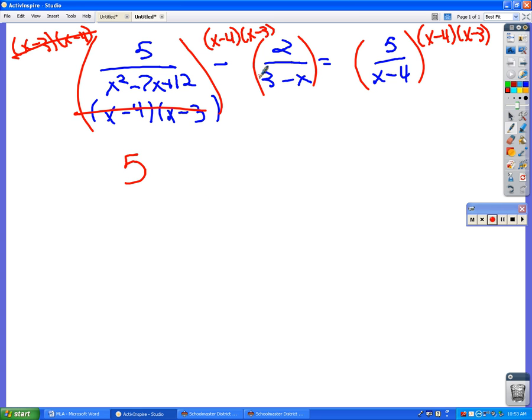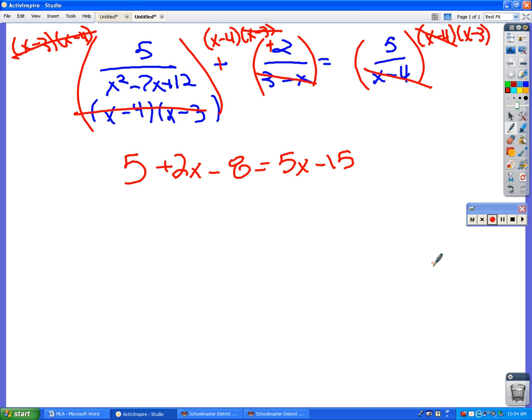If I cancel this 3 minus x with the x minus 3, then I have to change this into a negative 2, right? But then since I already had a negative, it's going to change to be a plus. So if I distribute that 2 through the x minus 4, I get 2x minus 8. Okay? And then this x minus 4 and that x minus 4 cancel, and that leaves me with 5x minus 15.